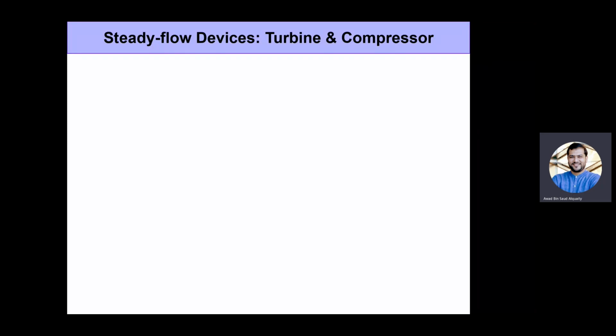Before the break, we were discussing steady state, steady flow systems. And now we will continue our discussion on steady state, steady flow systems by talking about a few more devices which are of various important uses around us. So let's talk about turbines and compressors. All right. So starting with a turbine.